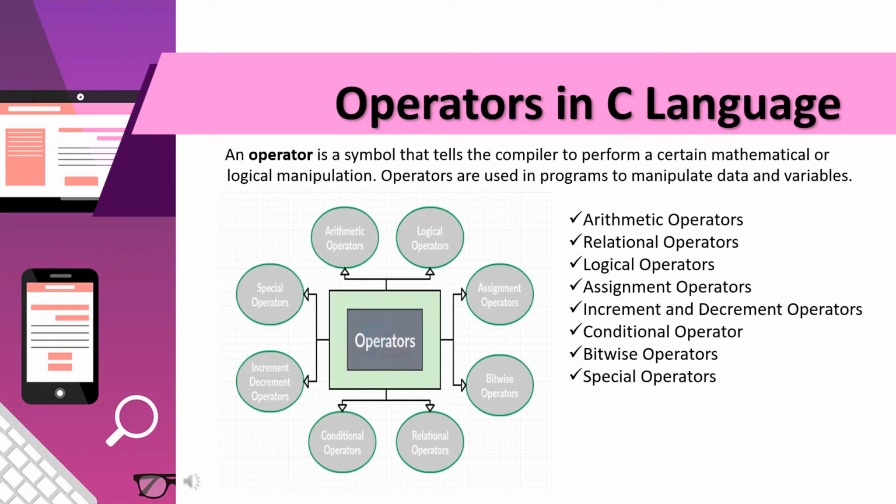Now, what are the operators in the C programming language? An operator is a symbol that tells the compiler to perform a certain mathematical or logical manipulation. Operators are used in programs to manipulate data and variables. There are 8 types of operators. Those are arithmetic operators, relational operators, logical operators, assignment operators, increment and decrement operators, conditional operators, bitwise operators, and special operators.